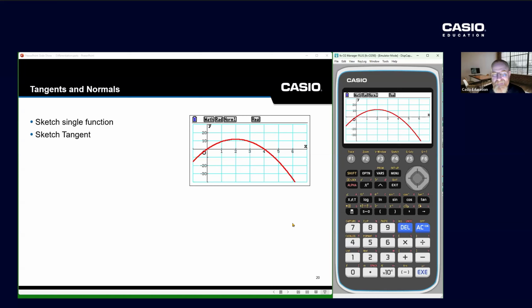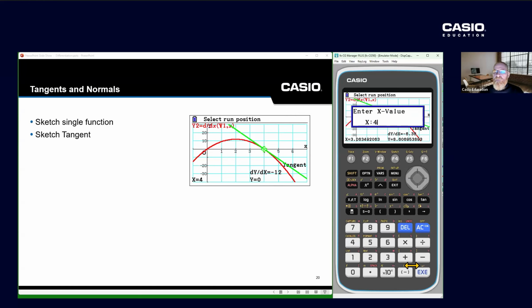We can sketch the tangent quite easily. That's shift and sketch, where we've got the choice of drawing tangents, normals, and also inverses. If we choose tangent, we get a tangent at the center of the screen, so that happens to be x equals 3. But you can then use the scroll pad to move it if you want. But let's just enter a particular value. Let's go for 4. So what we have here is a tangent at x equals 4, or t equals 4 for time.